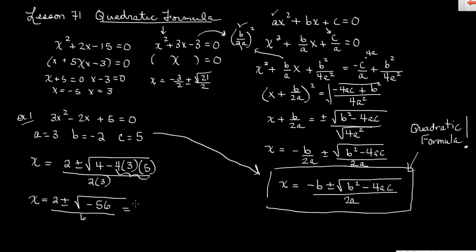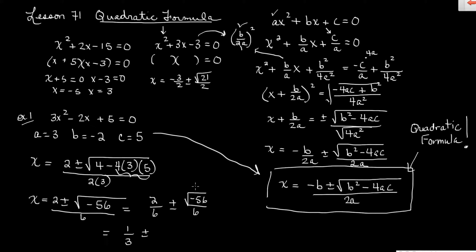We can separate this into 2 over 6 plus or minus the square root of negative 56 over 6. And this takes a lot of simplification, so 2 over 6 is 1/3. 56 is the same thing as 14 times 2, 14 times 3.